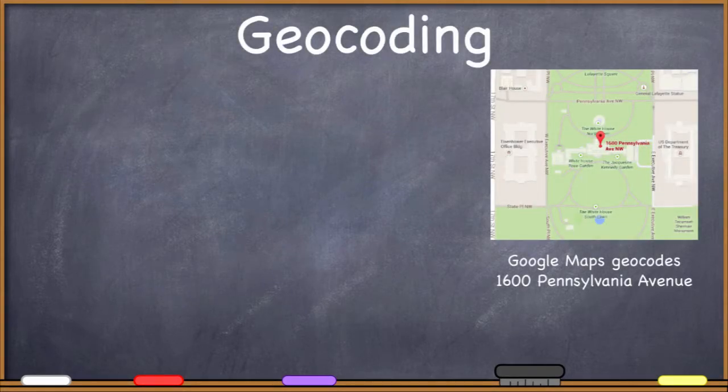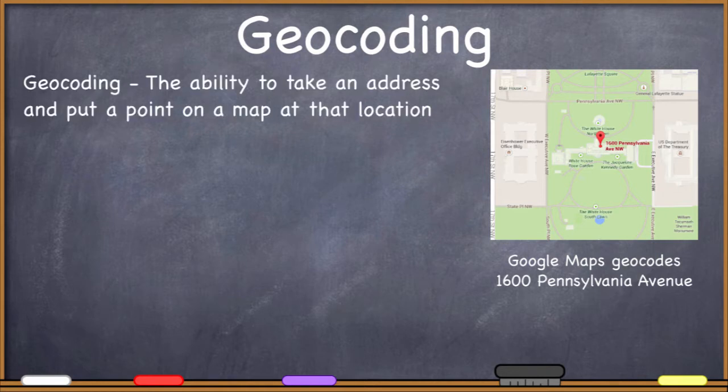In this lesson we're going to begin getting into geocoding in more detail and finding out what happens behind the scenes whenever you're using a geocoding service such as Google Maps or other mapping service where you're looking for an address. So just as a recap, geocoding is the ability to take an address and put a point on a map at that location. That's what geocoding is at its core.